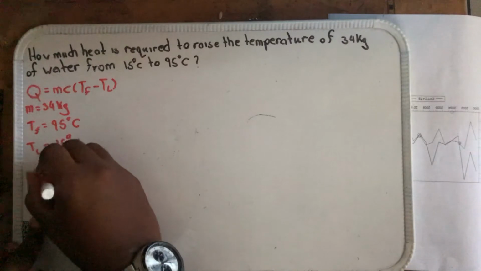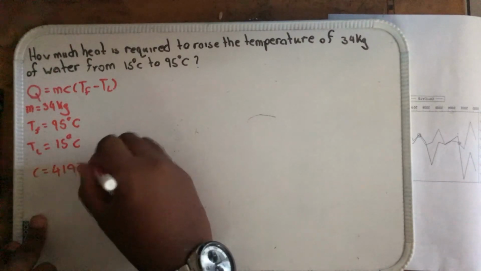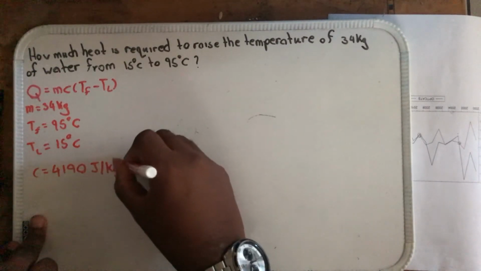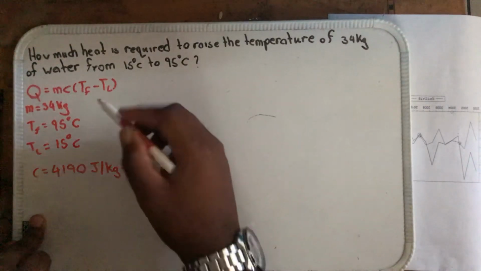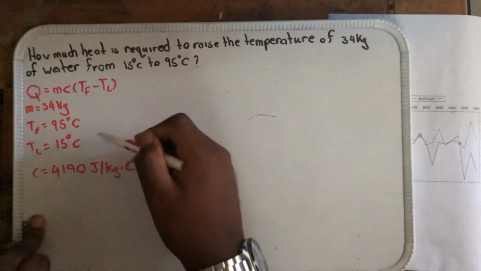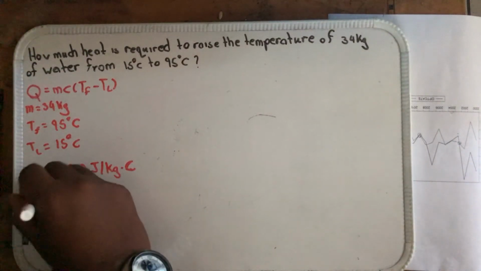And the specific heat capacity of water is 4,190 joules per kilogram Celsius. This is going to depend on the temperature unit that you're using. So if you're using Celsius here, this should be Celsius. If you're using Kelvin here, which is a K, this should be a K here. So just entering all of this in.